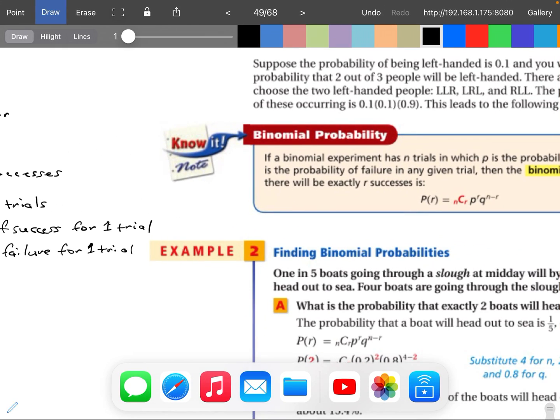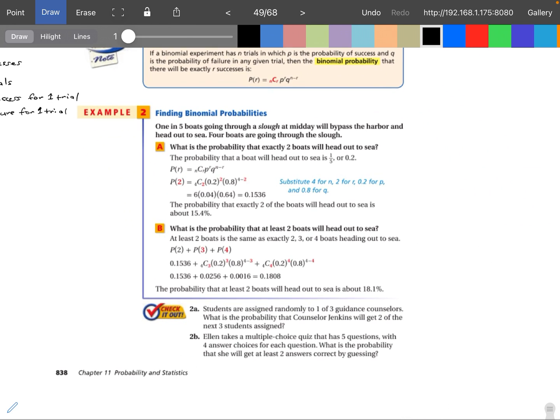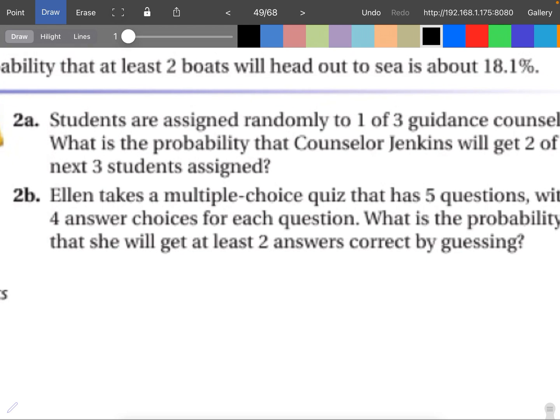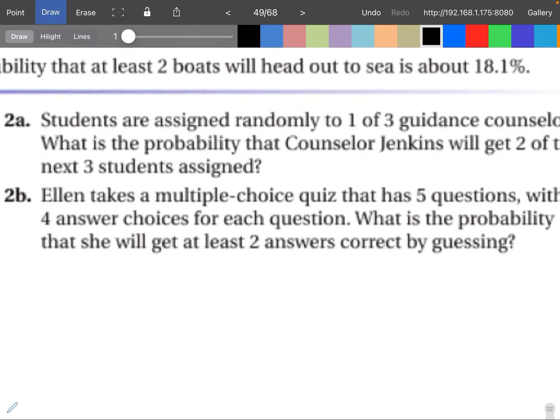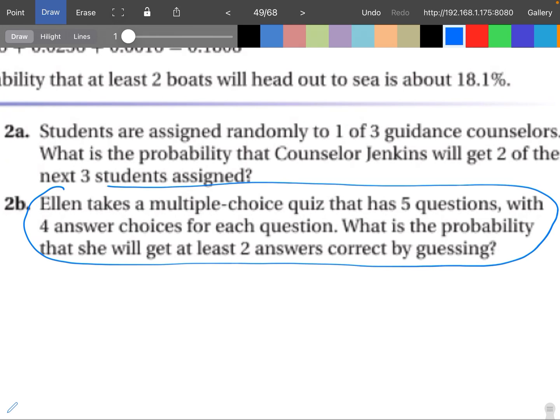So if we go over here, I think the one I want to do is actually down here at the bottom. Actually, I kind of want to make up my own first. So I want to use this example right here, this one. Okay, that's right on the bottom of page 838. And then, but I want to do a slightly different one, so let me write it out. We'll do this one first.